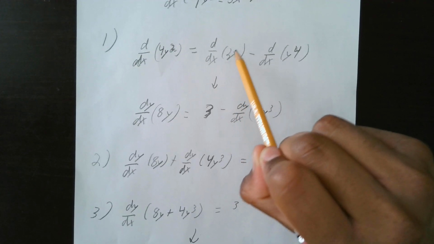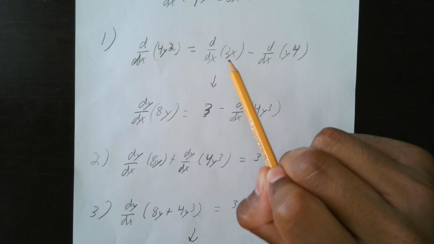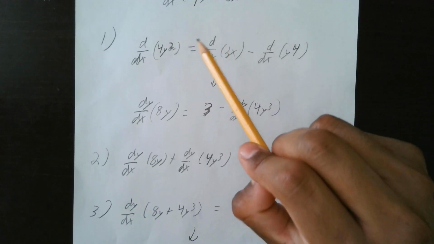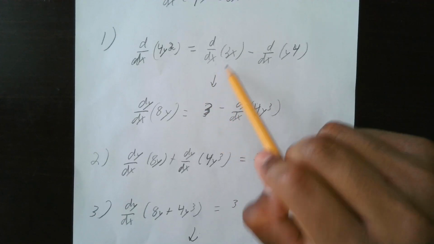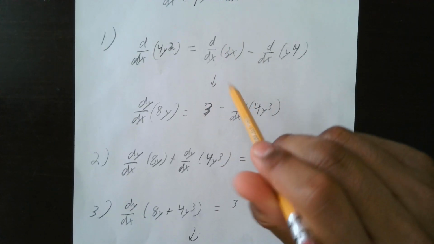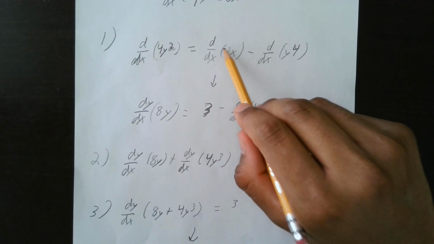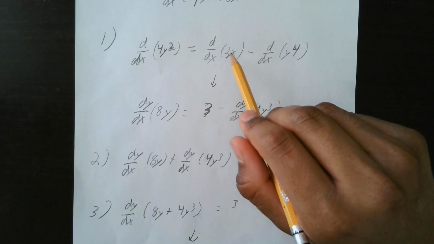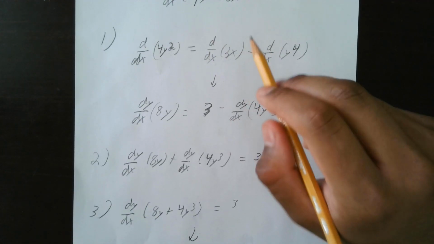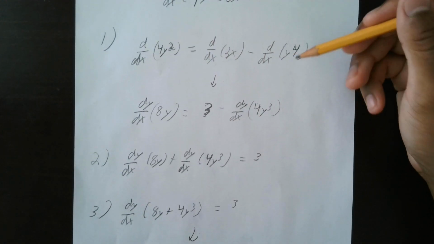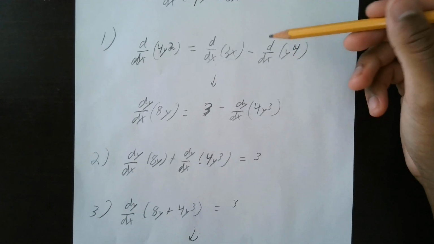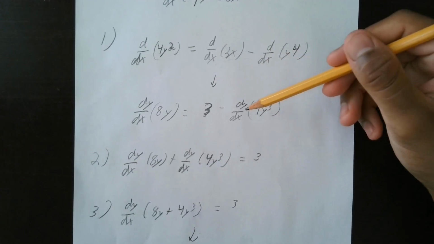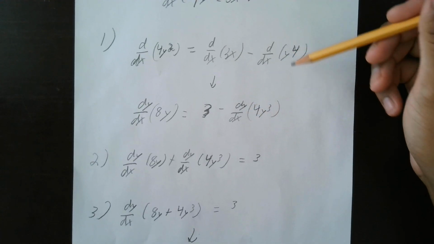Next, differentiate 3x. You get 3, and you don't leave a dy over dx term because you're not differentiating any y variables. Then finally, differentiating y to the fourth, you get 4y to the third, and you leave this dy over dx term here because you're differentiating y variables.